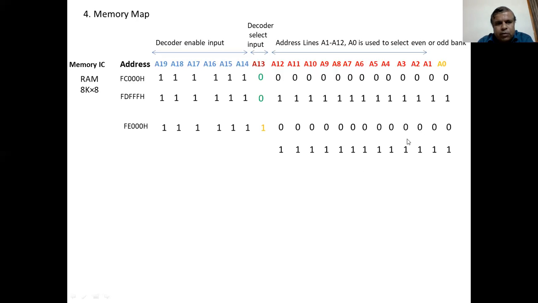Then what is the ending address of this ROM? So fill all the address bits from A0 to A12 with ones. Then A13 is 1, and the remaining are ones. Then the ending address is FFFFFH. Okay, so this starting address and ending address select the EEPROM. So the EEPROM memory device starting address is this and ending address is this. So you have to write this memory map, so we determine the starting and ending address of each of the memory devices.